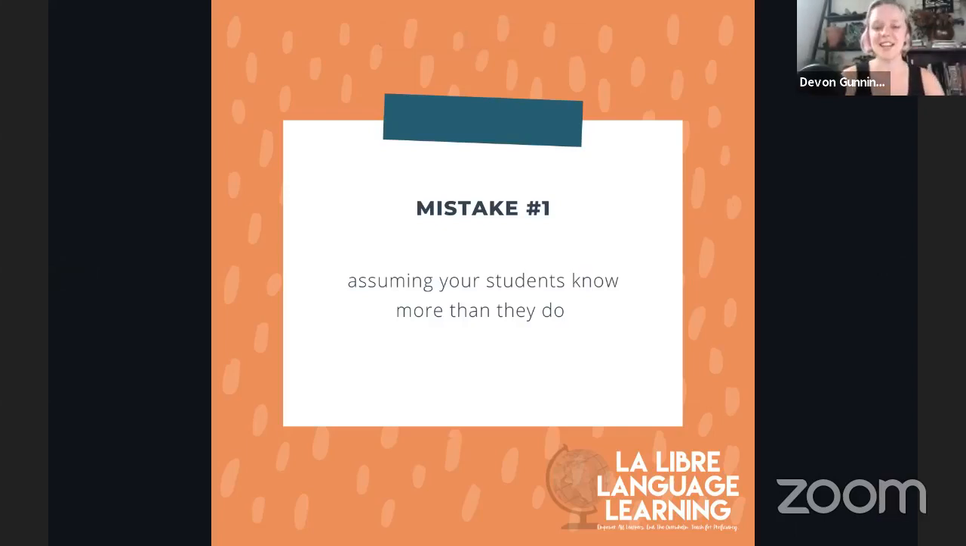Okay, so mistake number 1 is assuming that your students know more than they do. Surprise, right? Because when you are coming from that viewpoint of they're no longer beginners, we can really start getting into some level 2 goods. We start assuming that they know more than they do. Let me tell you about this horrendous experience I had the first time that I taught level 2. It was level 2 Spanish.